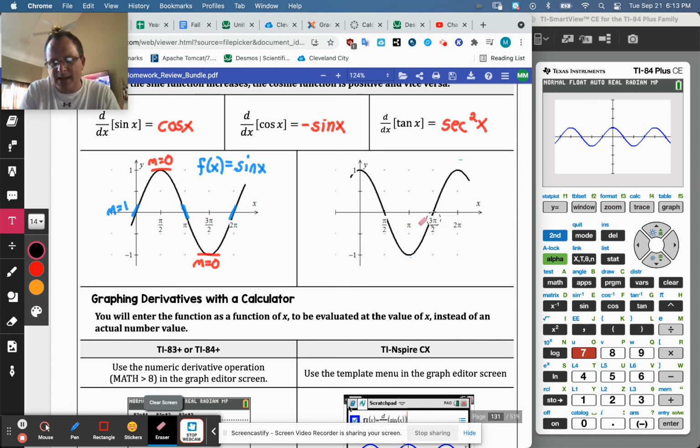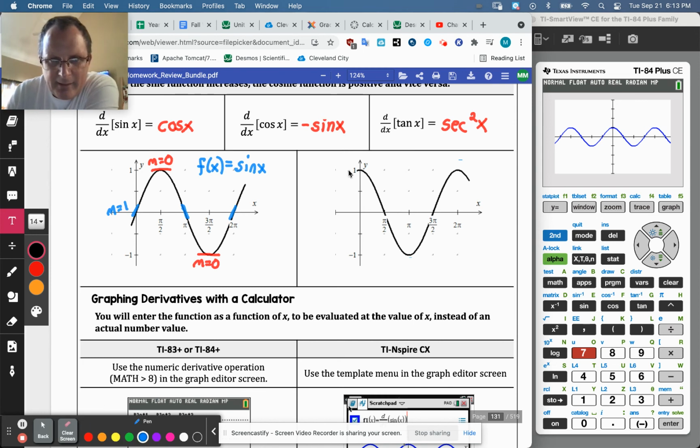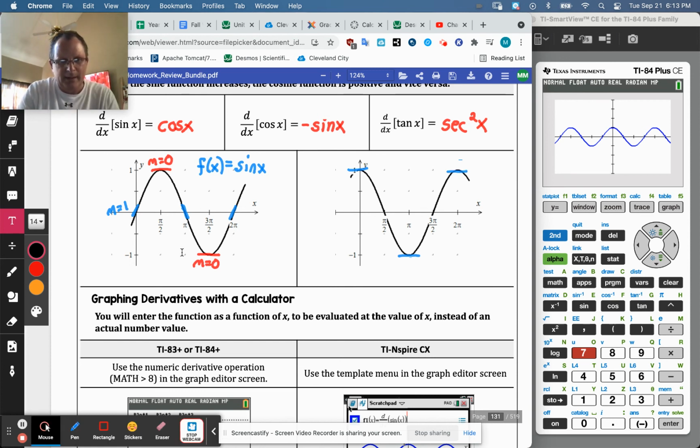So here's the cosine graph. And then let's start talking about the slopes again. I've got a zero here, I've got a zero here, I've got a zero here, and a zero here. So if I were to graph the derivative, let me come over here and get rid of all this.